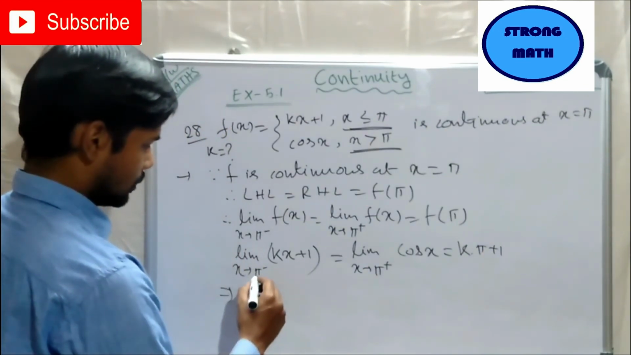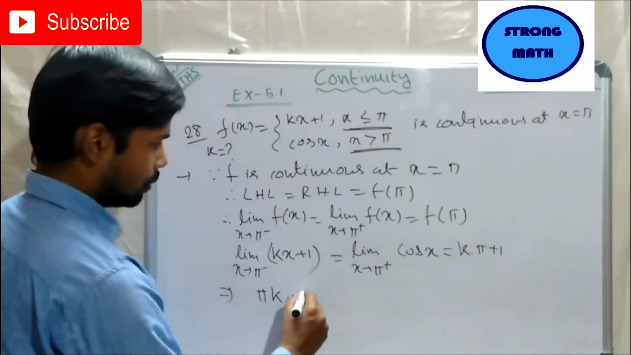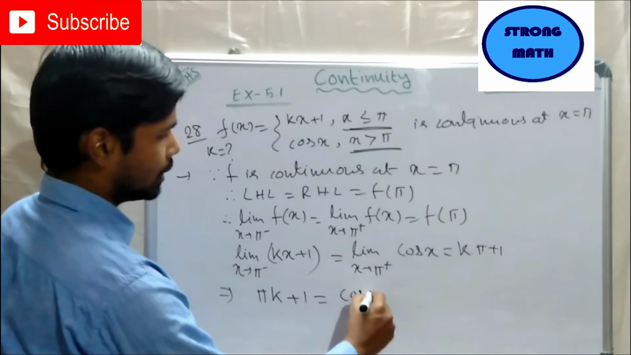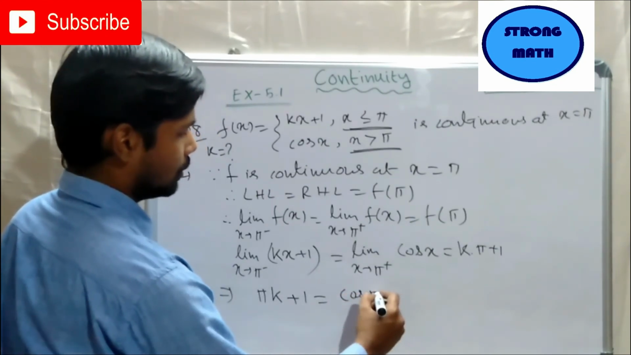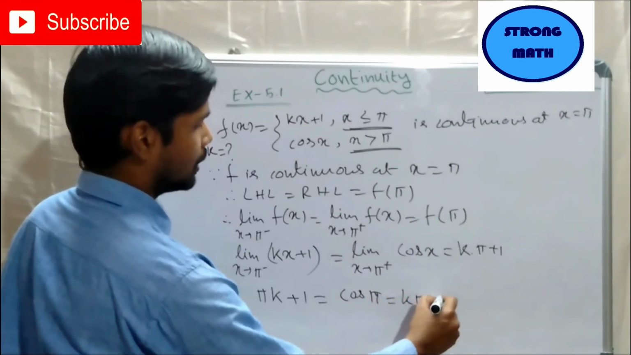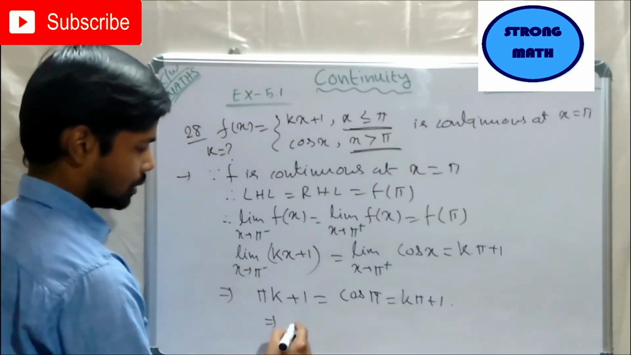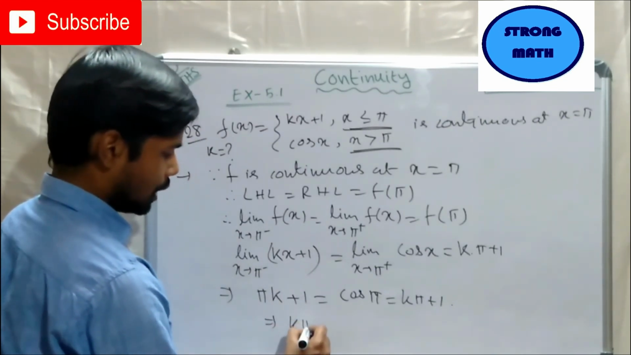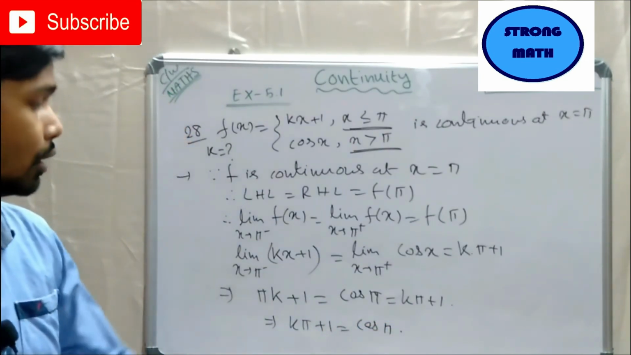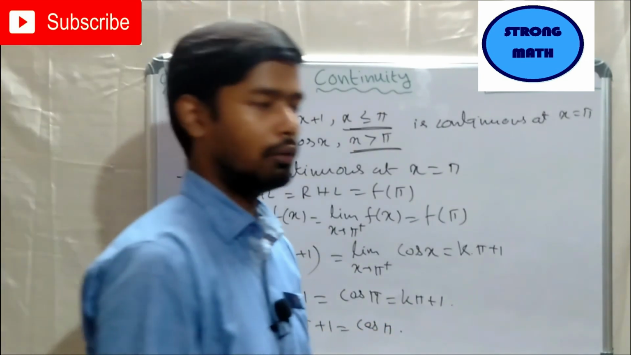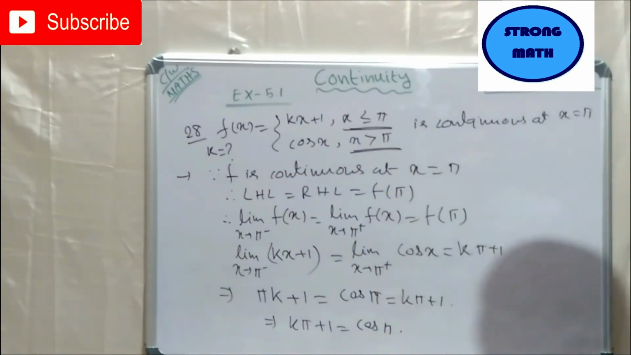This implies if we put the value, then this gives us pi into k plus 1 equals cos pi, equals k pi plus 1. Both are equal, so there is only one equation, k pi plus 1 equals cos pi. What is the value of cos pi? Think about it. What is the value of cos pi?